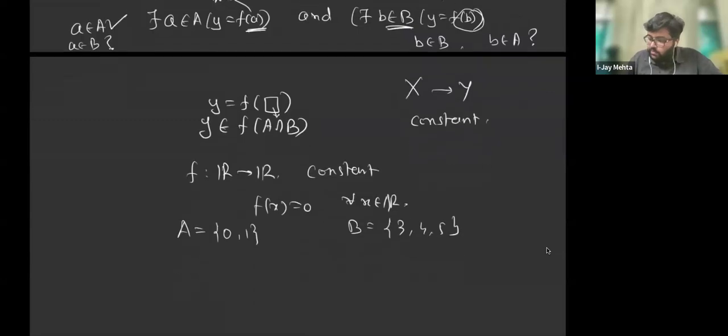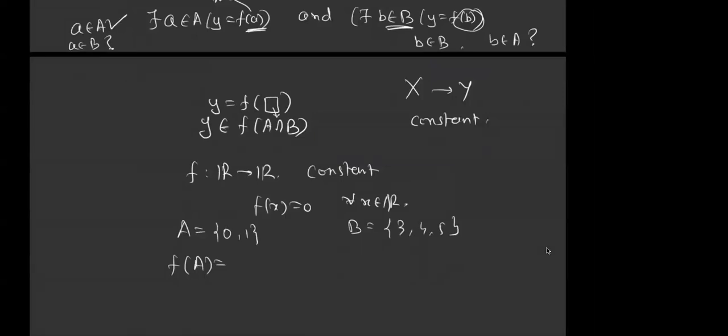I want f of A and f of B. What is f of A? 0. Only 0.